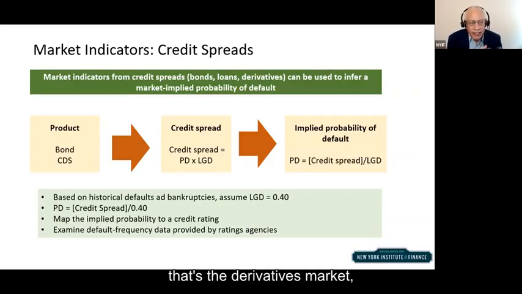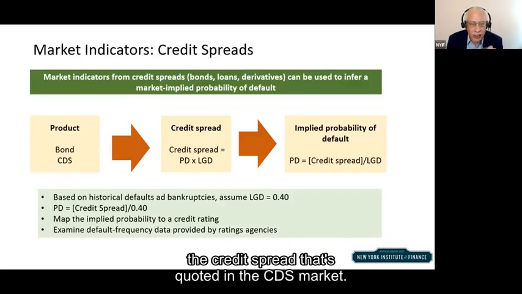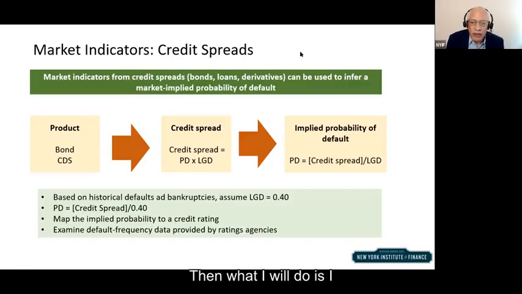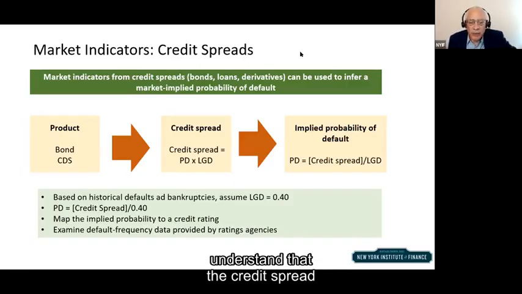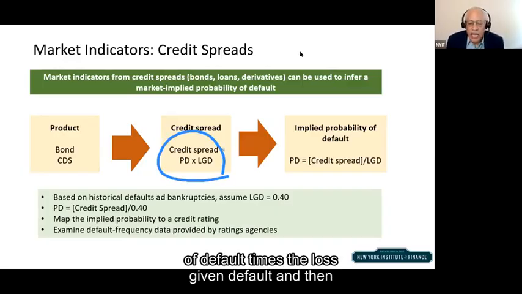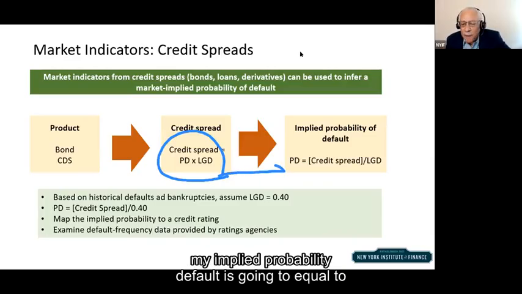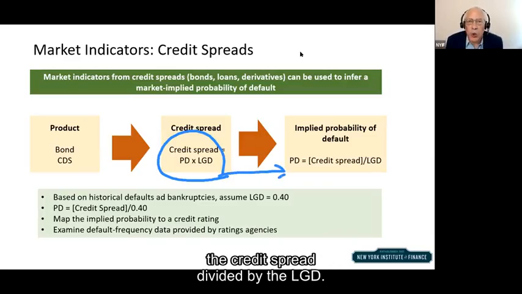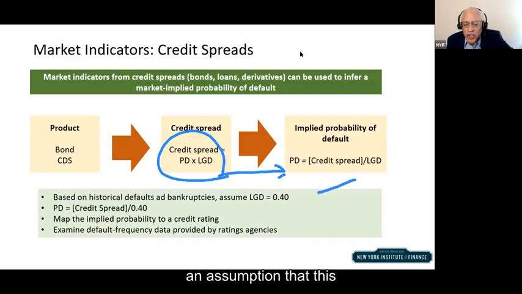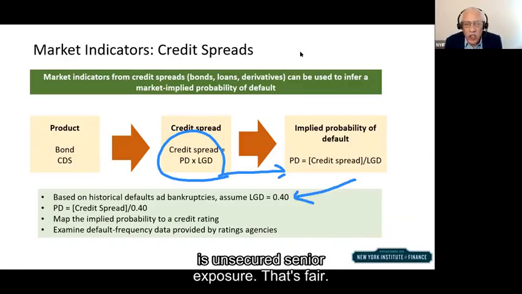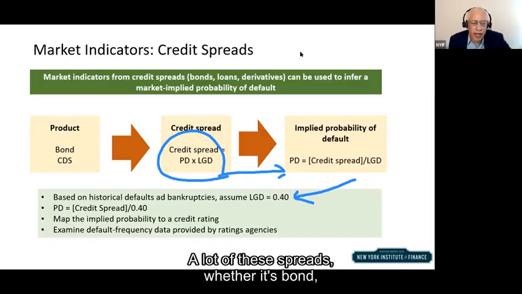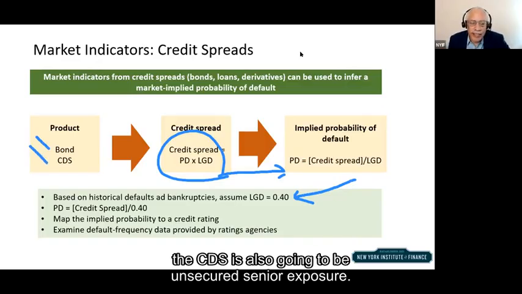For the CDS market, that's the derivatives market, I can actually take the credit spread that's quoted in the CDS market. And then what I will do is I understand that the credit spread is equal to the probability of default times the loss given default. And then my implied probability of default is going to equal the credit spread divided by the LGD. Now, we're going to make an assumption that this is unsecured senior exposure. That's fair. So a lot of these spreads, whether it's bond, that's unsecured senior exposure. The CDS is also going to be unsecured senior exposure.